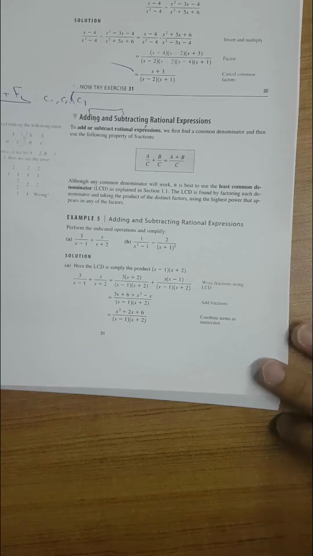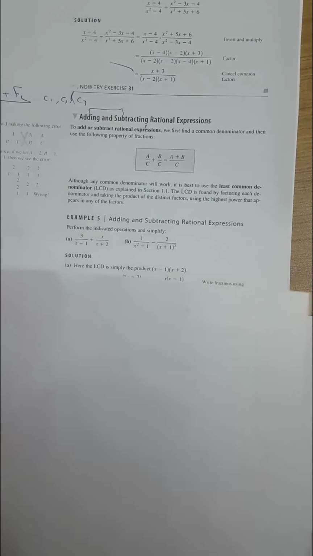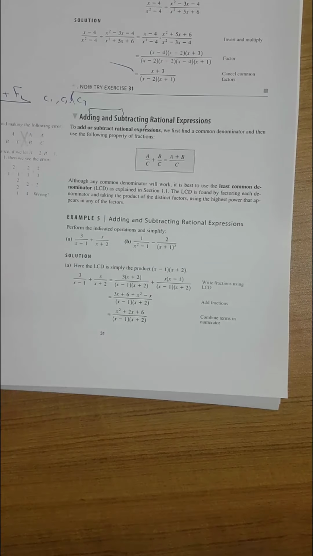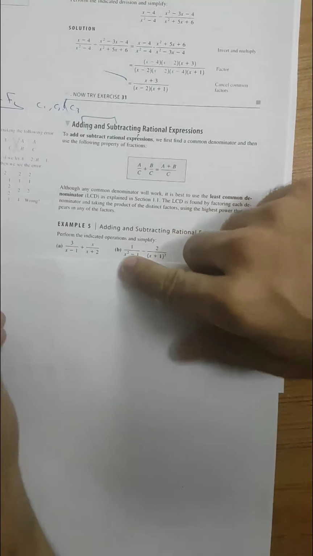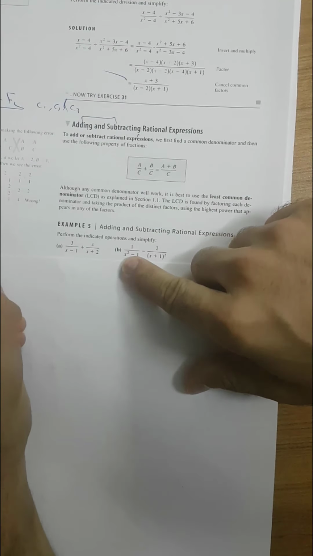So that's why I say just try to control them. Now how about example 5? Now you have addition and subtraction, you know, case 1, case 2, case 3, and it's easier if you control the previous cases that I told you. Now example 5, page 31, we have what? We have parts A and B. I'll try to solve it quickly for you.